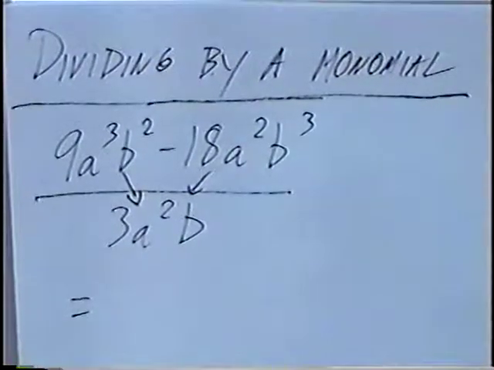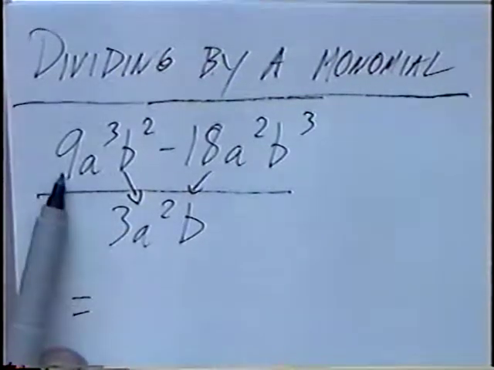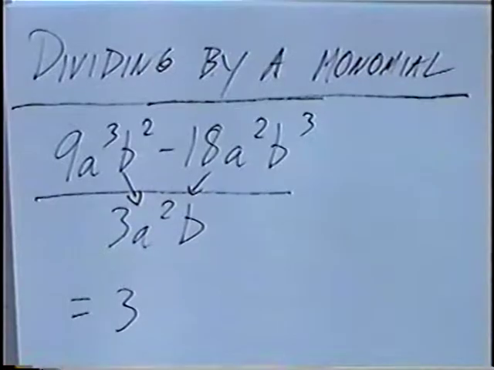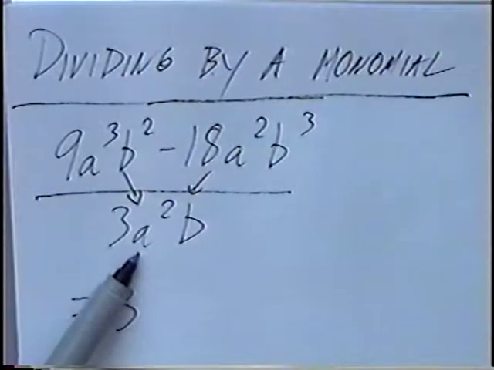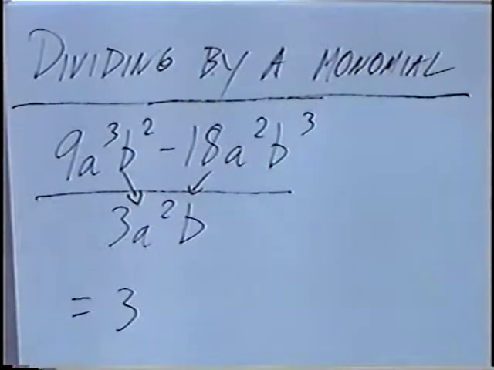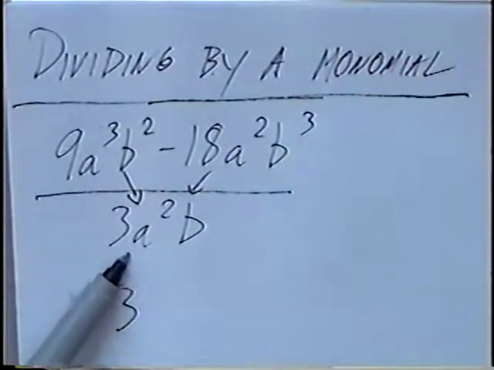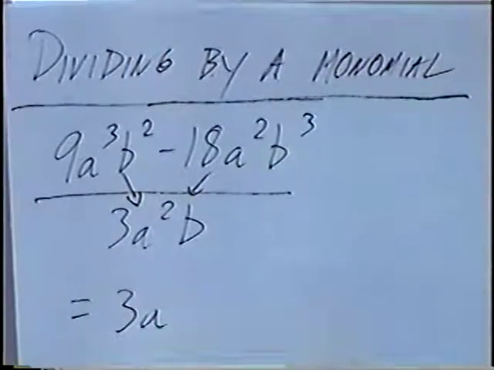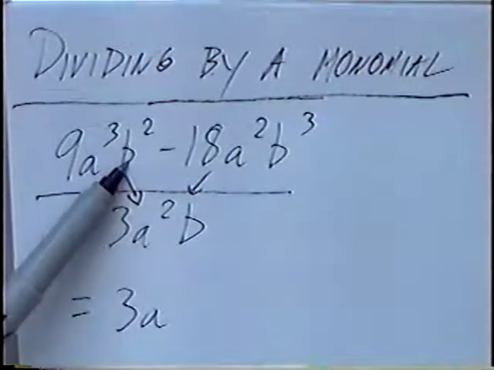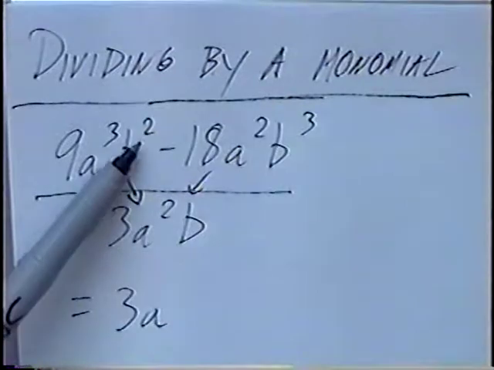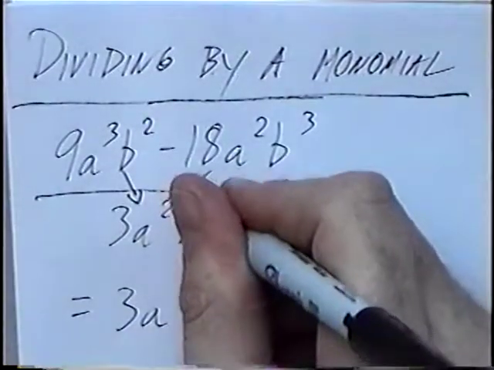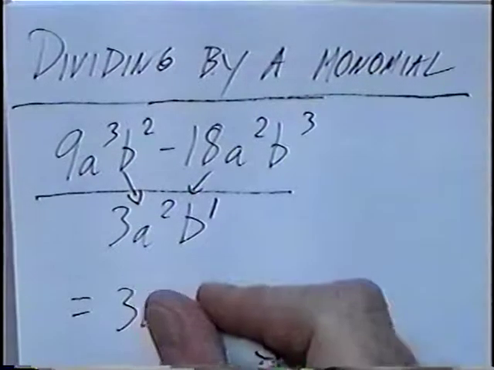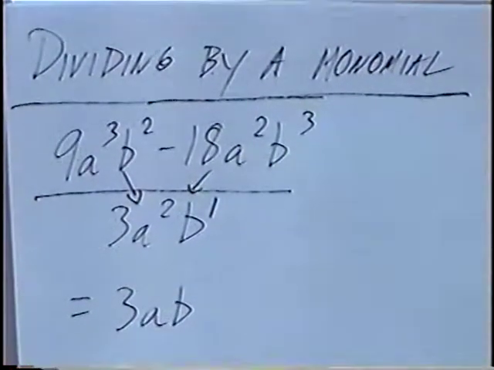Dividing this out, for the first term, we can divide the coefficients, 9 divided by 3, which would be 3. A cubed divided by a squared. If you remember in previous sections, when we divide like bases, we'll subtract the exponents, 3 minus 2, which would be a. And b squared divided by b, subtracting the exponents, b can be b to the first, 2 minus 1 would also be 1. So our first term will have 3ab.